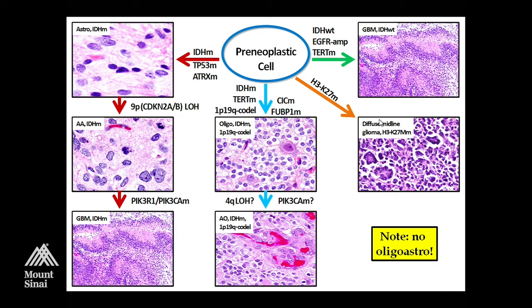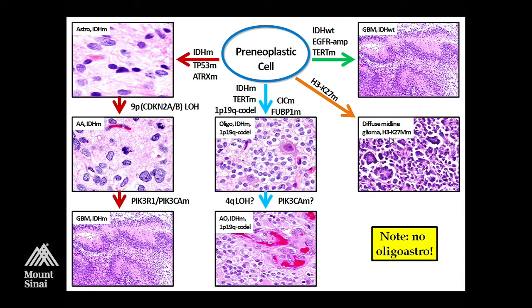So I think we have a lot more information now in terms of molecular pathways. IDH mutation is a big early step in many of these cases. If you add P53 and ATRX mutations, they go down the astrocytic pathway. TERT mutations and 1p19q codeletions, they go down the oligodendroglial pathway. If they're IDH wild type and have TERT mutations and EGFR amplification or other things, GBM, IDH wild type, and this rare subtype, but not as rare as you might think, diffuse midline glioma, H3K27M mutant.